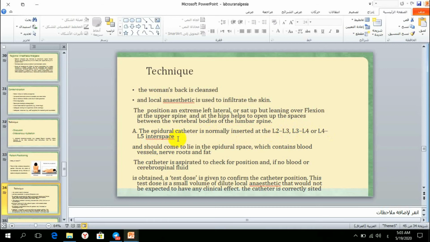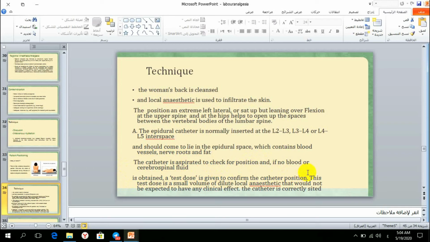Technique: what should we do? First we must start with a discussion with the patient, explaining what we are going to do. Intravenous hydration: I must give this patient pre-injection intravenous hydration. A balanced electrolyte solution, for example lactated Ringer's solution without dextrose, is the most commonly used intravenous fluid for bolus administration.